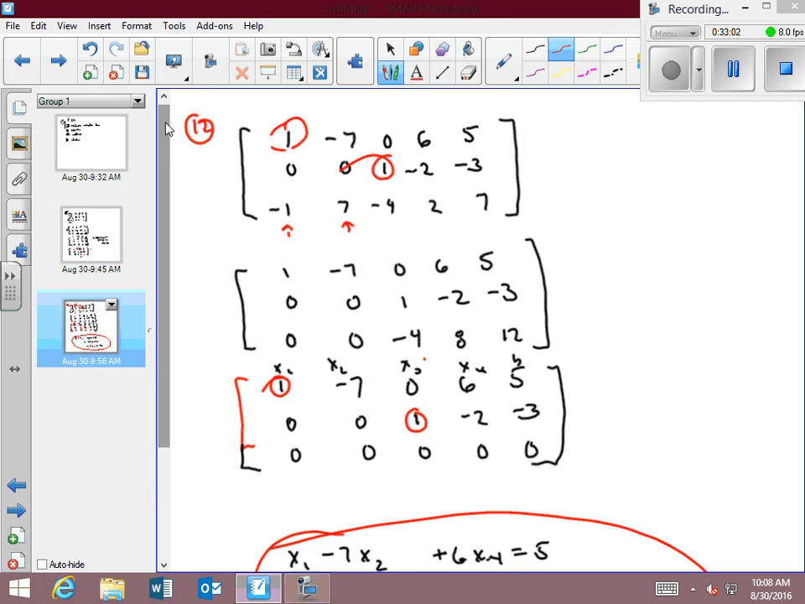All right. 17 and 18 says determine the values of H such that the matrix is the augmented matrix of a consistent linear system. So I'm going to do 18.